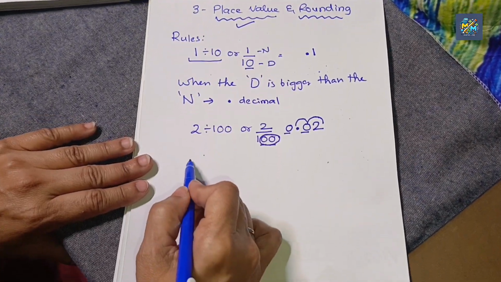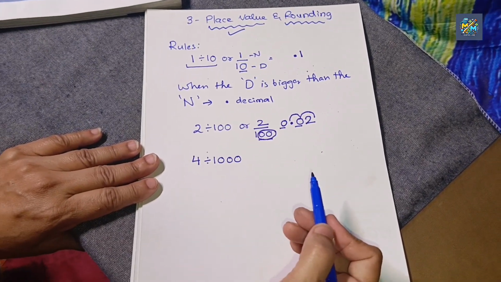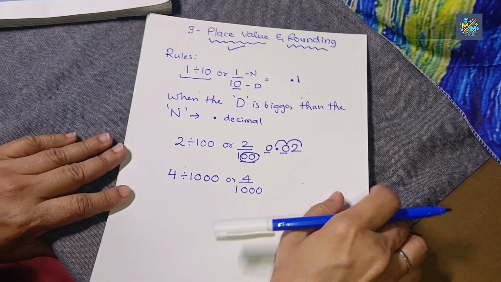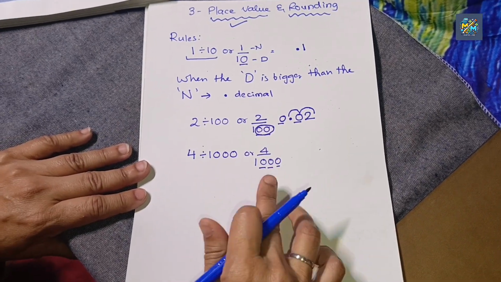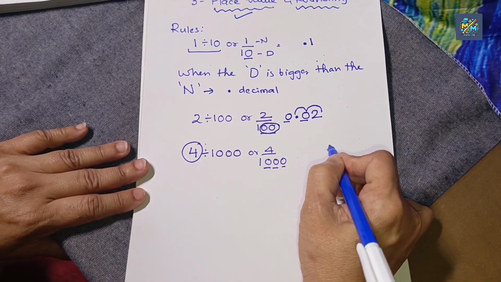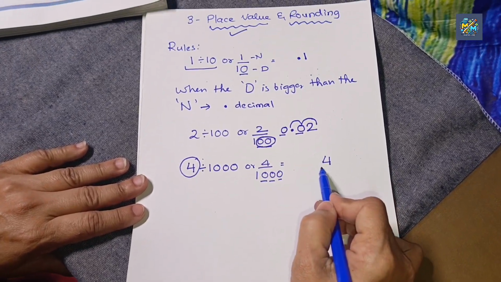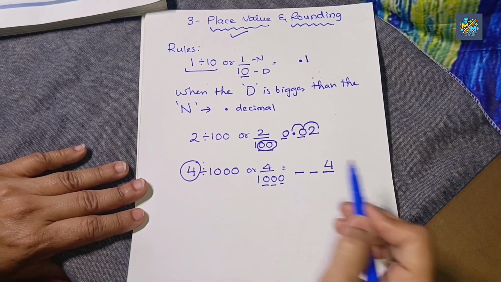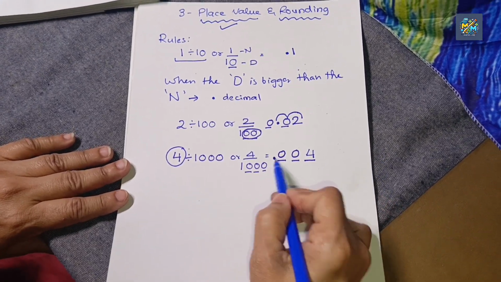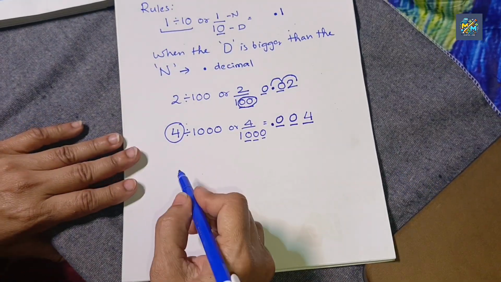Let's try to make it easier. Let's suppose we have 4 divided by 1000, or 4 upon 1000. How many zeros are here? There are 3 zeros, and I have the number 4. So first let me write 4, and then how many zeros were there? I have to cover the three places, 1, 2 and 3. So 1, 2, and my decimal will be over here. I think that we can try something like this.